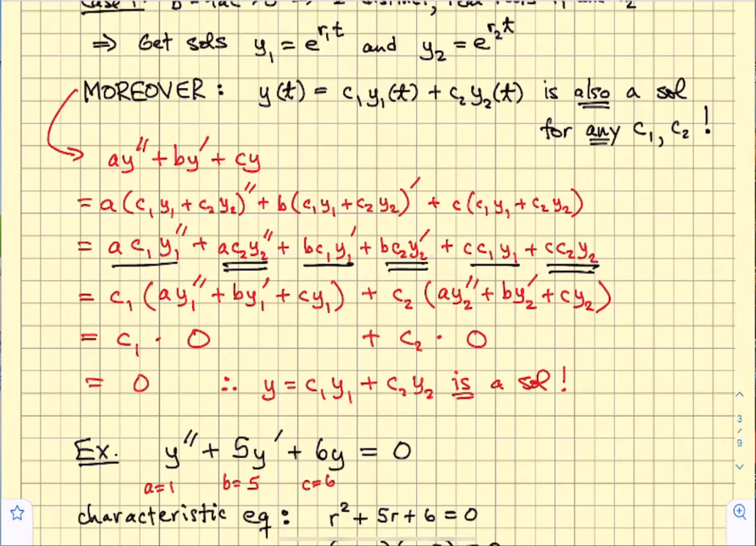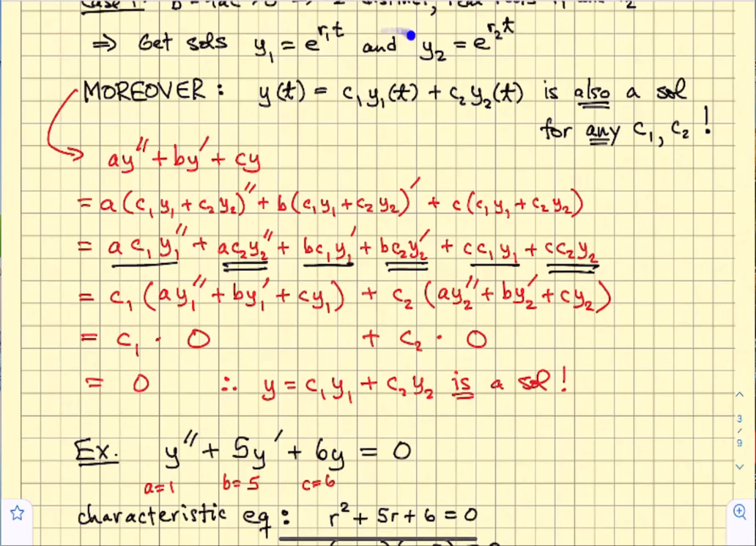Now, if you stare at that, we want to group this in a very particular way. We group the single underlined terms together. Notice these are all the terms that have y1 in them. We group the double underlined terms together. These are all the terms that have a y2 in them. The single underlined terms all have a common factor of c1, so we factor that out, and the rest is ay1 double prime plus by1 prime plus cy1. The double underlined terms have a common factor of c2, so we factor that out, and we're left with ay2 double prime plus by2 prime plus cy2. Well, now keep in mind, y1 and y2 were not random functions.